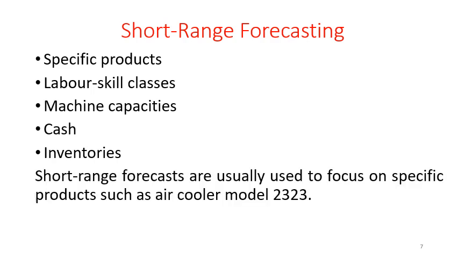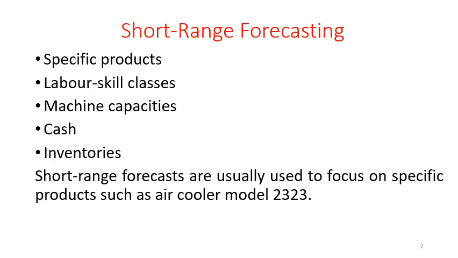Forecasting related to that. Short range forecasts are usually used to focus on specific products such as air cooler model 2323. This is just a hypothetical example. First we said HVAC as a whole, then we talked about individual product and air coolers in medium range, and now in short range, in the air cooler product family, which specific model of air cooler? Model 2323. This number is just given randomly, just to make you understand. So 2323 is the model number, within that air cooler family, specifically a particular model.